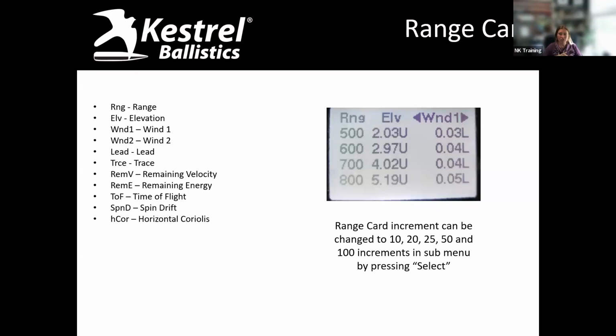Right when you get into range card, you can hit the center button one more time, and it's going to open up a screen and ask you if you want to change your increments anywhere from 10, 20, 25, 50, and 100 yards or meters, whatever distance you're in.